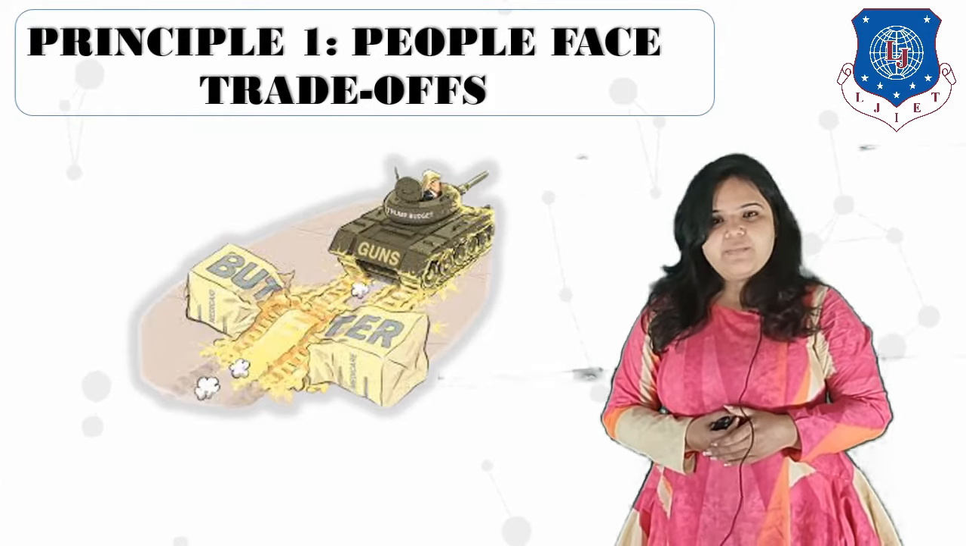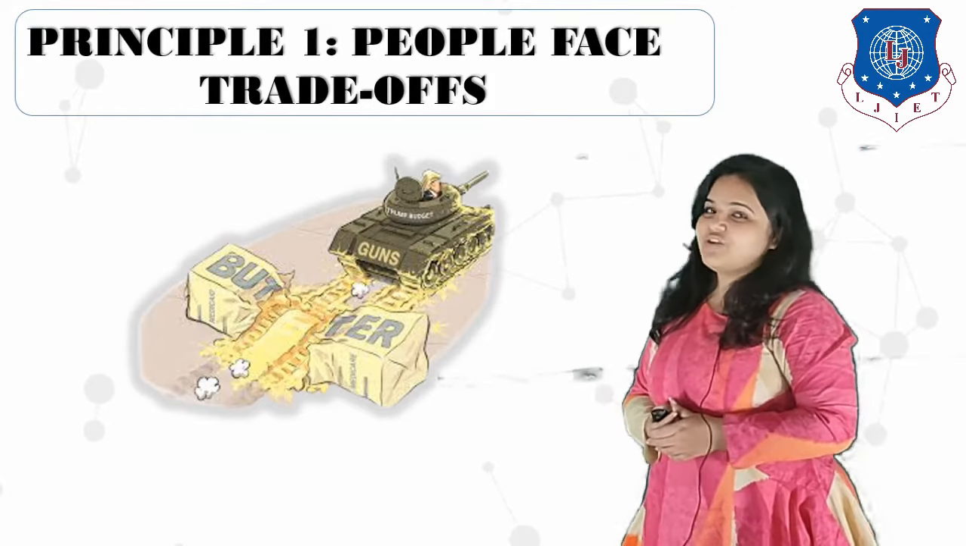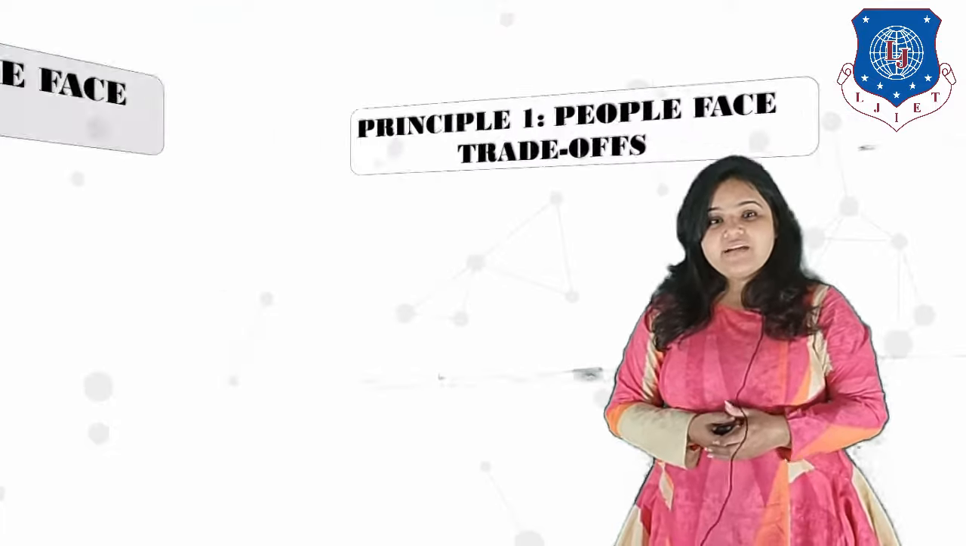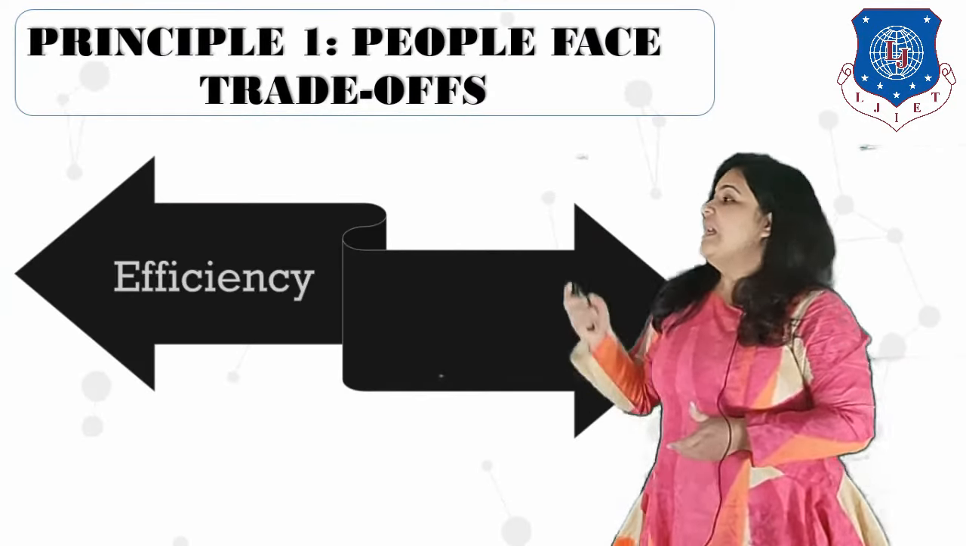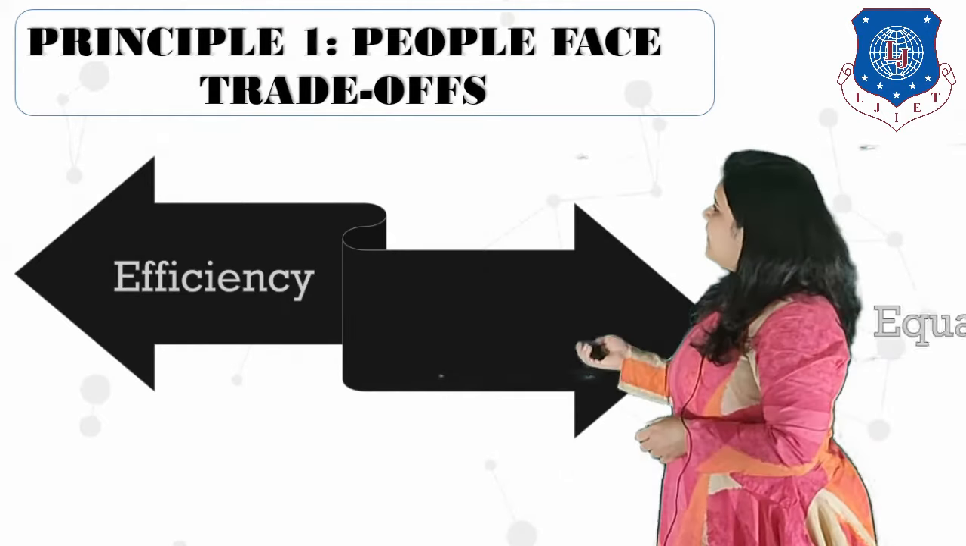So, government money also faces some trade-offs. One more trade-off that the government faces is the trade-off between efficiency and equality.